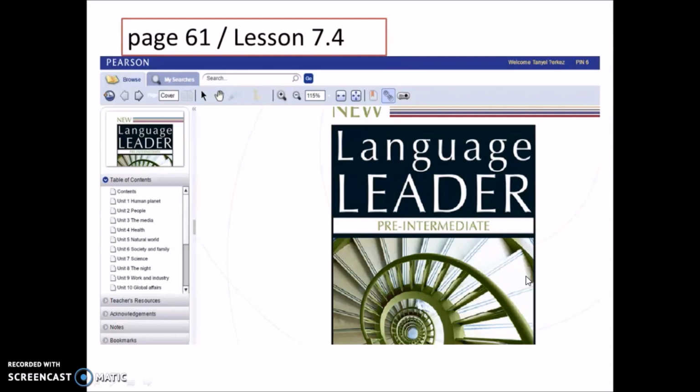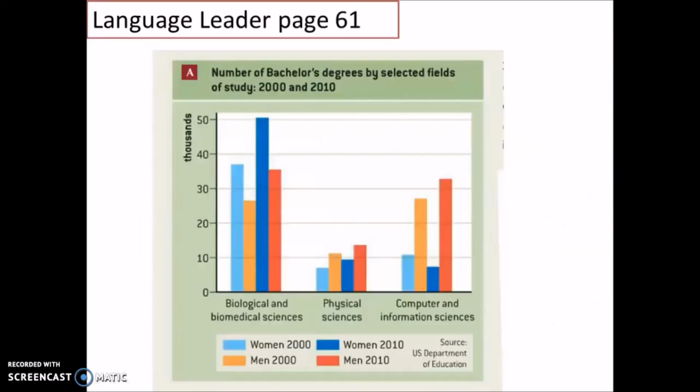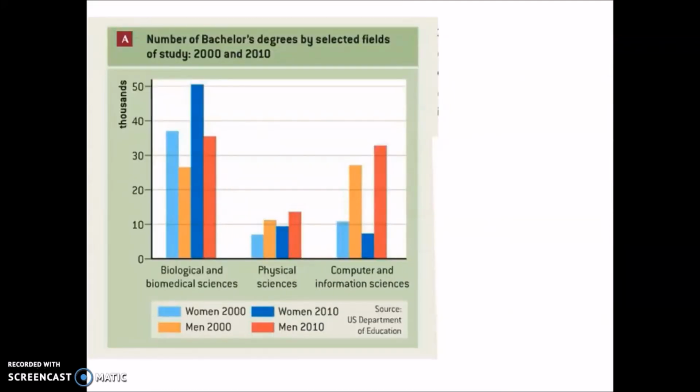Okay, now I want you to go to page 61 from this part here. It says cover, just click on it simply and write 61, and then you will have this page and you will see this graph. Right, before we move on to the exercises, I want to show you something on the graph. This is a line graph. As you can see, we have lines here.